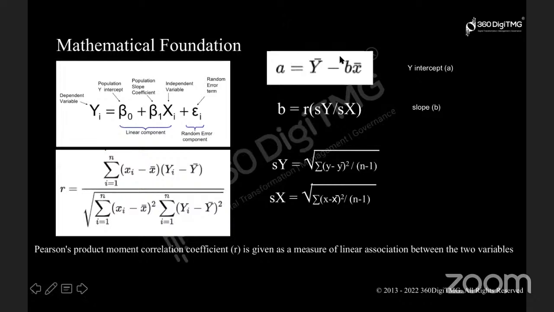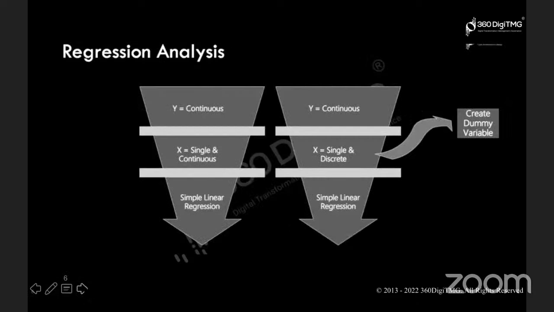We are not bothered about how these beta naught and beta 1 values are coming, and we are not interested in memorizing the statistical equation of R. This is small r, because that is nothing but your correlation coefficient, which I have explained. This is something about your regression. So this is what I was explaining.